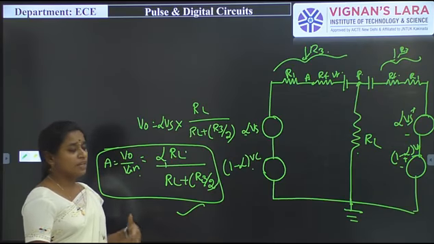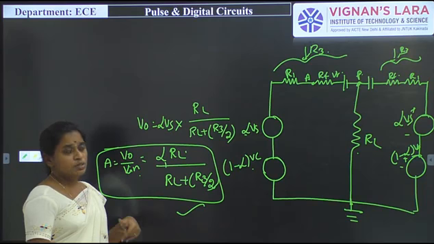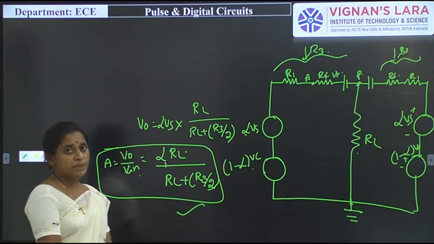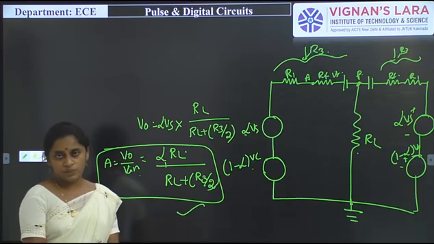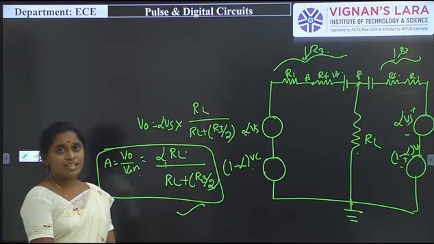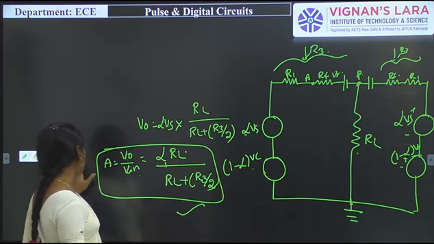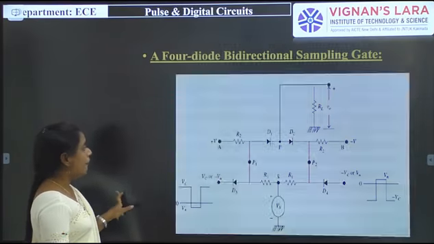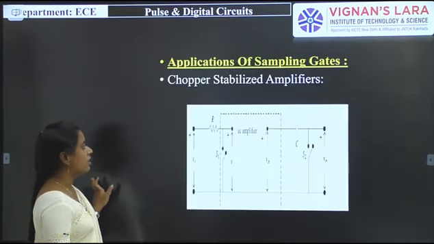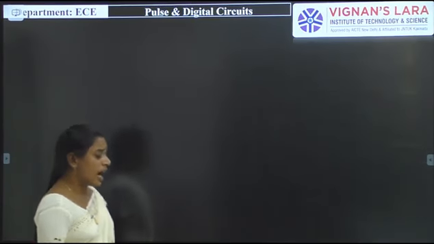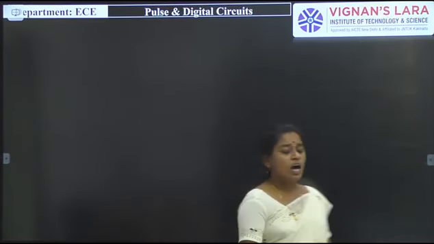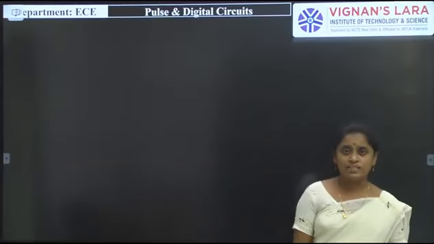Compared to the 4 diode sampling gate, the gain will be increased in the 6 diode sampling gate. So this is about the gain of the sampling gate, and the next thing we have to discuss is the applications of the sampling gate. What are the applications, where do we use this type of sampling gate?